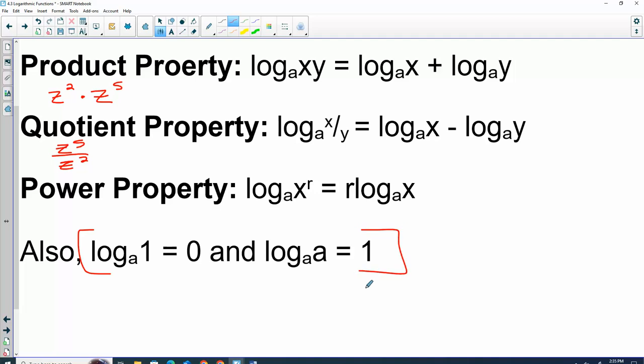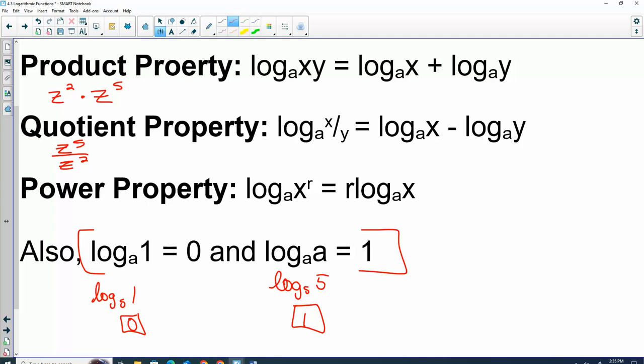Couple other things, which if you don't remember these as properties, it's okay. Log base a of 1 equals 0, and log base a of a equals 1. If we just remember our exponent rules from yesterday, if I said log base 5 of 1, that means 5 to what power would equal 1? 0. So we don't have to necessarily memorize it as a rule. If we understand our logs, we know what they mean. If I said log base 5 of 5, 5 to what power equals 5? 1. So that's why those laws work.